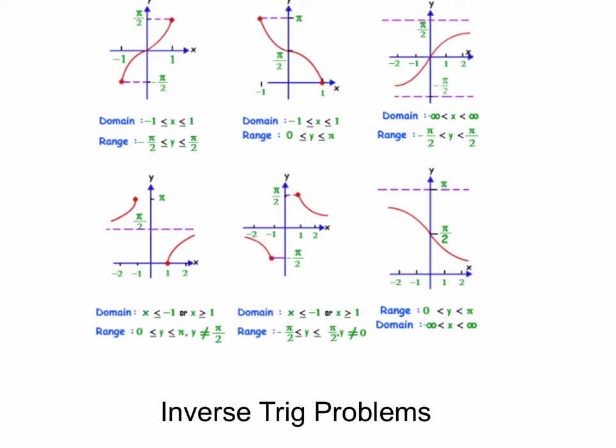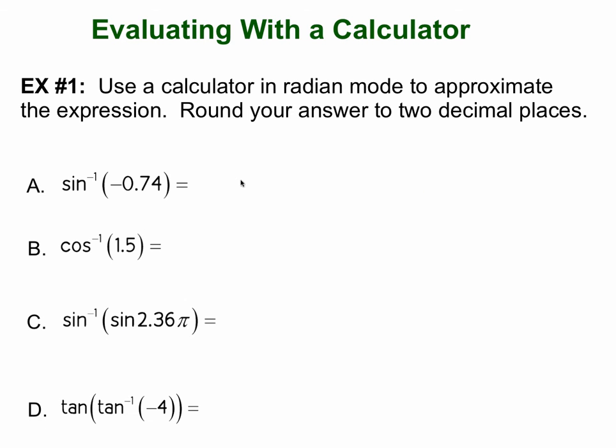Let's do some inverse trig problems. Suppose I just want to find some inverse trig solutions here, and I want to use a calculator in radian mode to approximate this. First of all, I want to explain what this is. This literally means the angle whose sine is negative 0.74. The angle whose cosine is 1.5, etc.